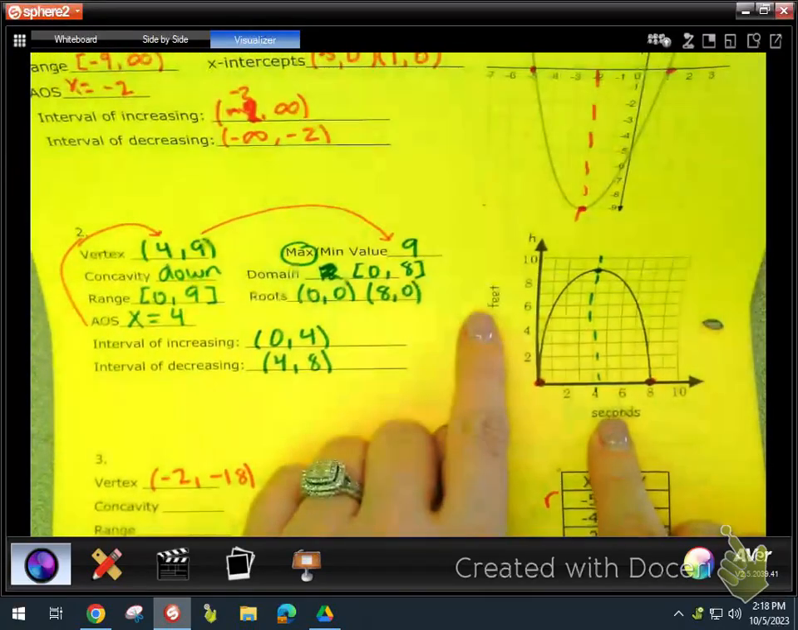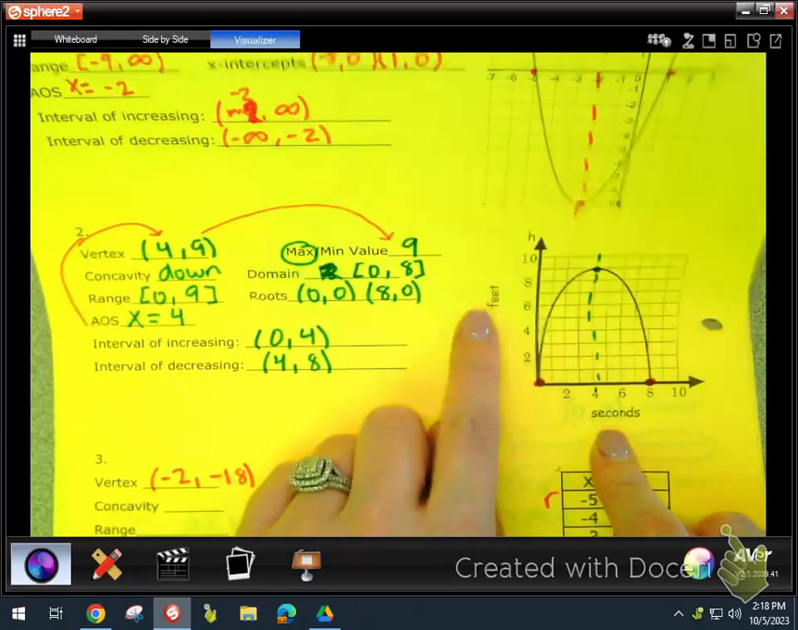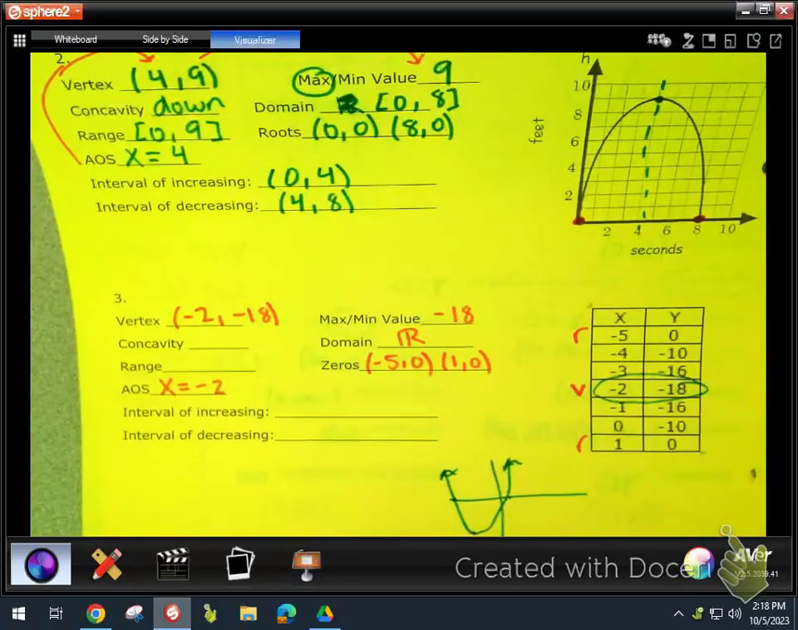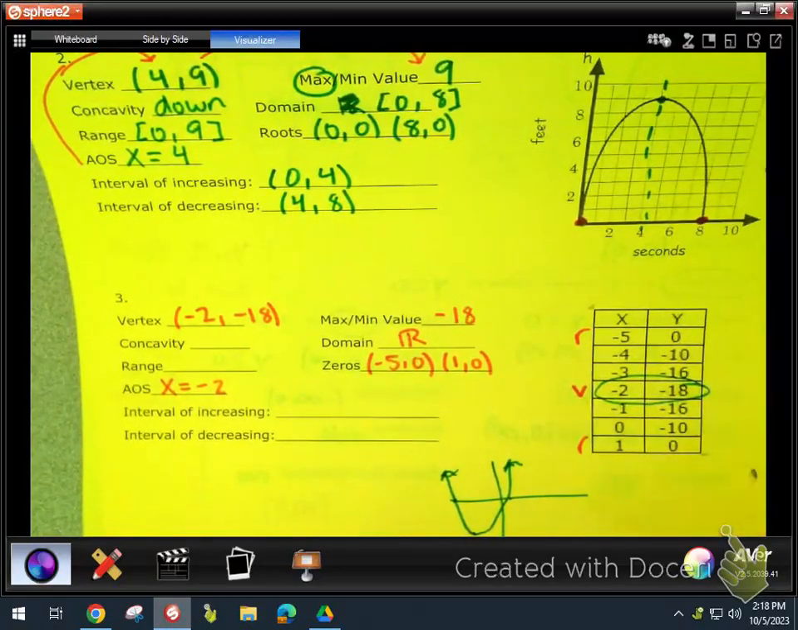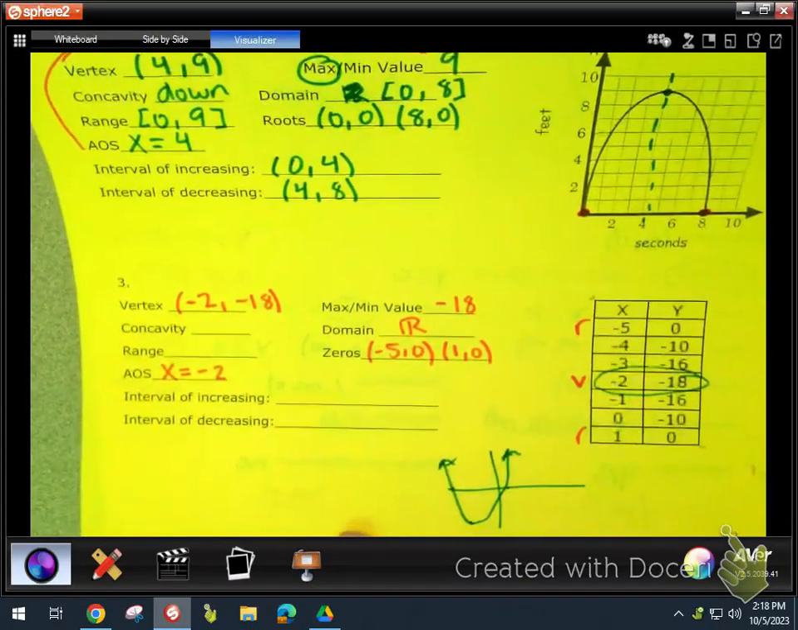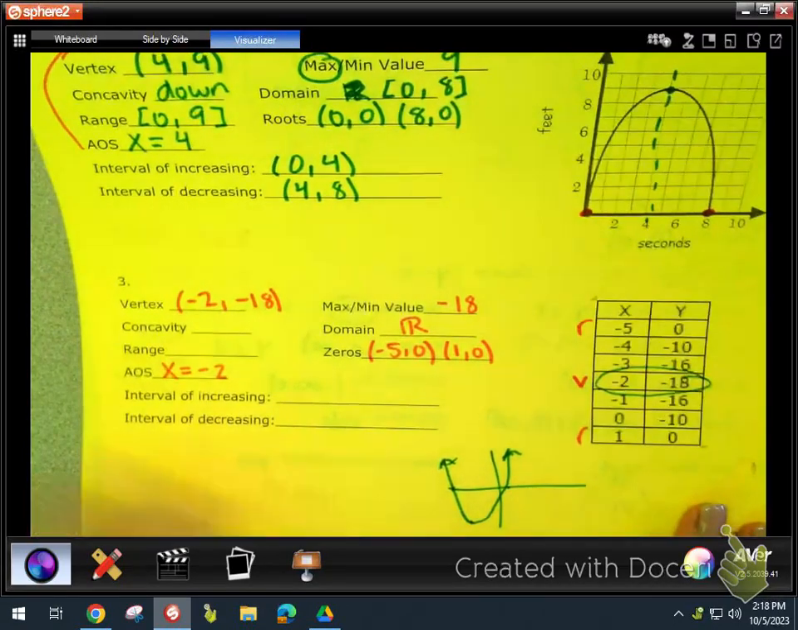Look at the situation on this one. It doesn't give you exactly what it is. But you're talking about seconds and you're talking about feet. Okay, so you're not going to have negative time, not going to have negative height. I don't know anything about this table, so I am going to assume that it is going to have arrows. That would make my domain all real numbers. If it was a situation where it wasn't, I feel like we would be telling you this is a story. Here's what X represents, what Y represents.